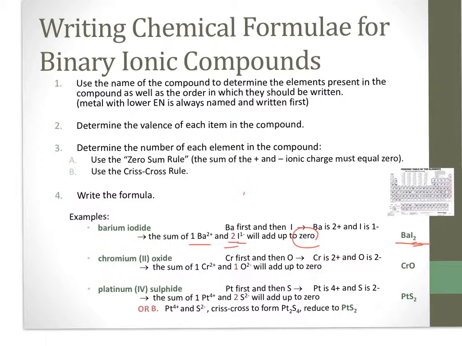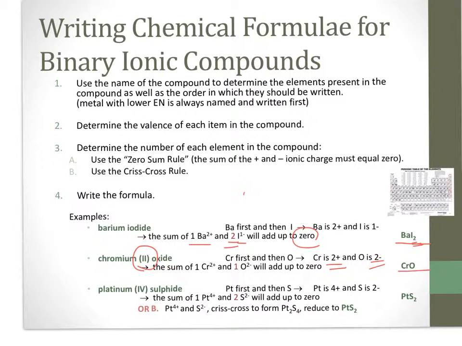Similarly, when you look at chromium(II) oxide, now you don't need the periodic table to figure out chromium's ionic charge. You have it already. It's 2 positive. Oxygen comes second, and since it's in group 16, it will be 2 negative. Since you have a 2 positive and a 2 negative ion, you only need 1 of each, according to the zero-sum rule, and there you get CrO, chromium(II) oxide.